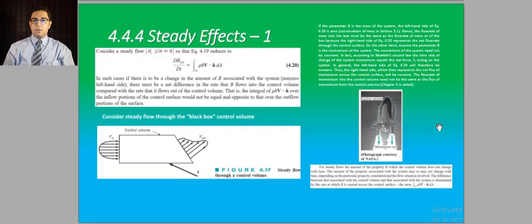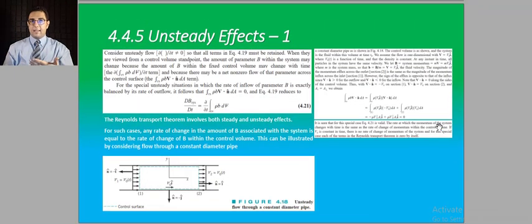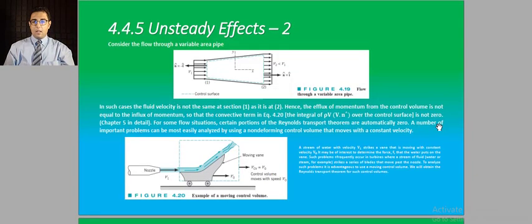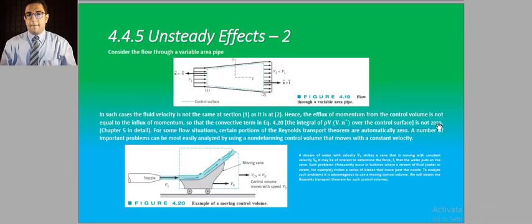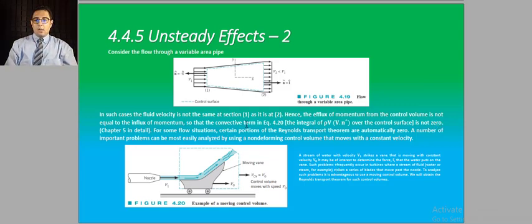However, once we have unsteady effects, the time derivative in the control volume, in order to calculate the time derivative of parameter b, is going to be regarded. There is an unsteady effect in the second situation. Once we have a variable area, as you see, the area has varied in here, which means we have the convective terms existing.